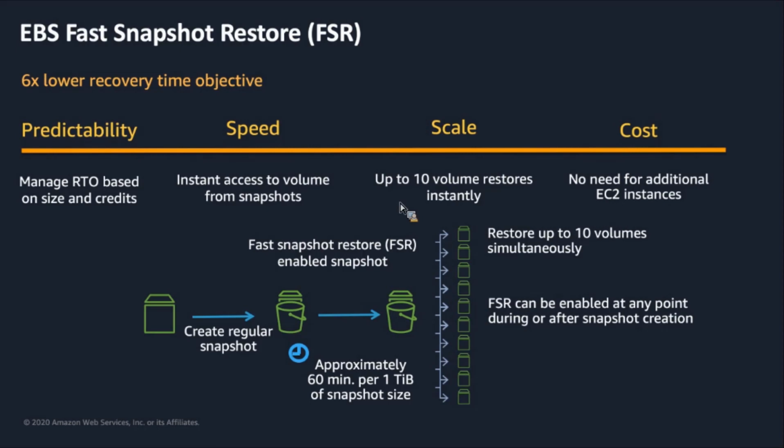And a question I get most of the time is, so I have FSR enabled in availability zone 1, but I have to restore a volume in a different availability zone, AZ2 or AZ3. FSR is a zonal setting. If you have to restore, based on your business requirements, to another AZ, then you have to enable FSR for that specific AZ for the snapshot. Then you can restore it with full performance.